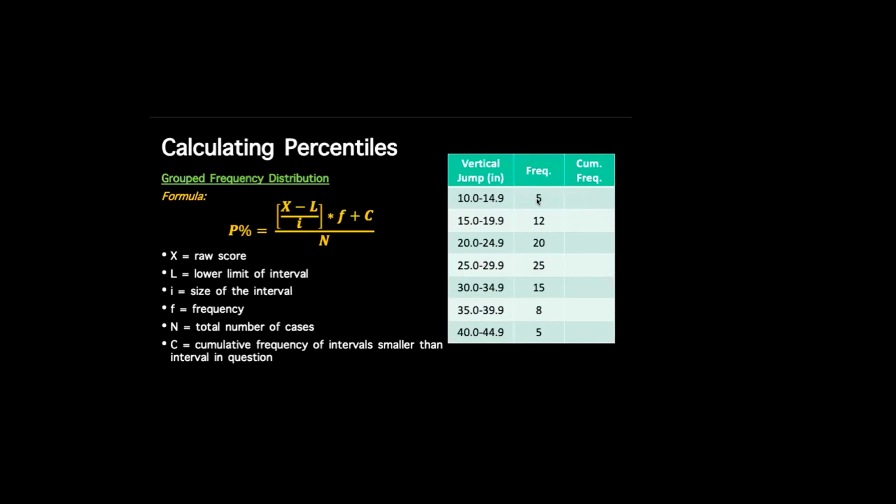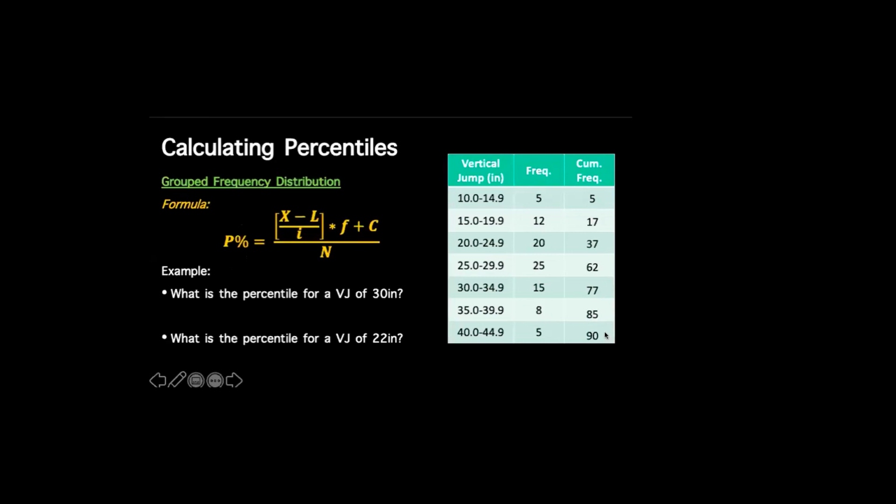Okay, so cumulative frequency in this first grouping would just be equal to the frequency that exists, right? So it would just be 5. We then add this cumulative frequency to the frequency of the next group to get 17, right? Plus 20, we would get 37. Plus 25, we would get 62. Plus 15, we would get 77. Plus 8, 85. Plus 5 more, and we find that our total sample size is 90. Okay?